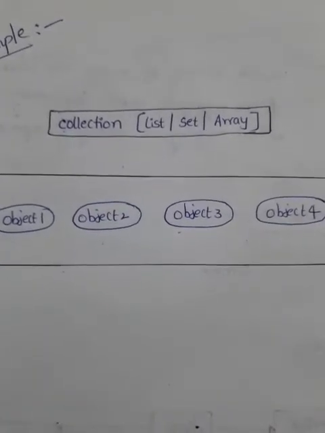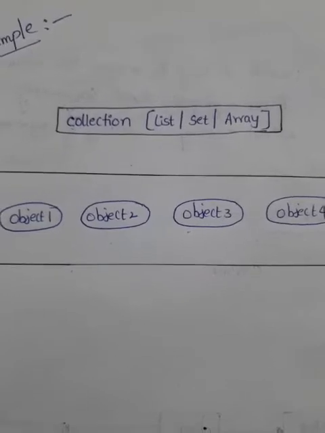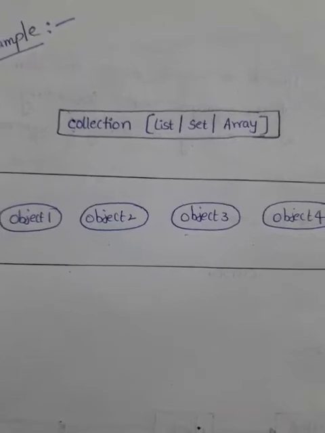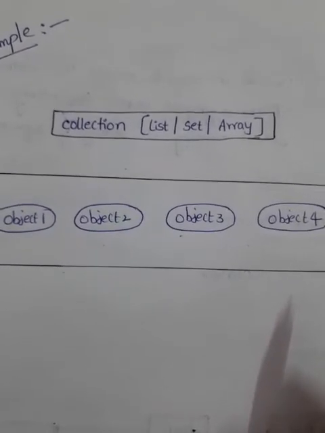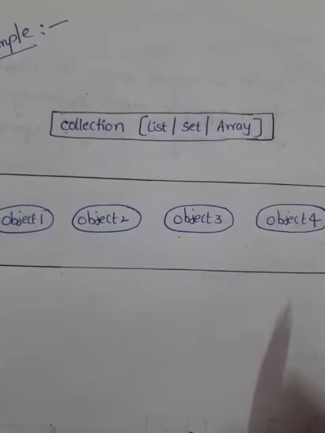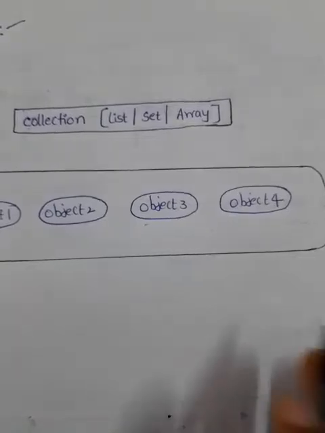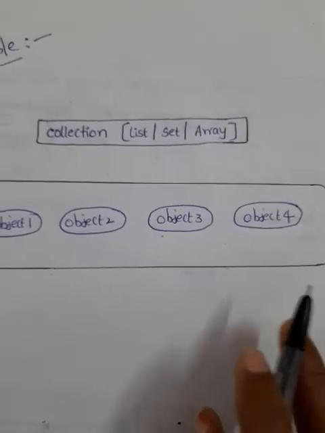Suppose we want to get all the objects in the collection of the container in a sequential manner. We can use the iterator pattern, access the values one by one, and process them. That can be done by using the iterator design pattern. That is the main use of this design pattern.